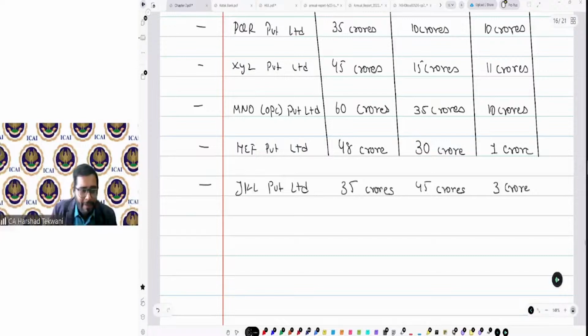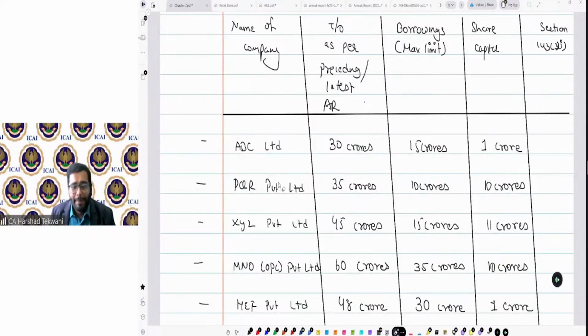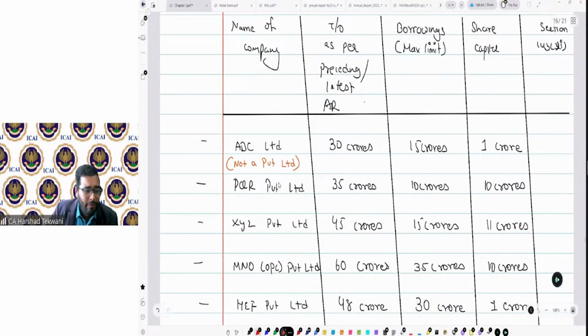Let us see one by one in each scenario what is the case, and then we discuss in detail. First one, it's ABC Limited. It's a public limited company. Now, if this is a public limited company, not a private limited, it will be applicable by default. So the answer will be yes, it is applicable. The reason: it's not a private limited company.